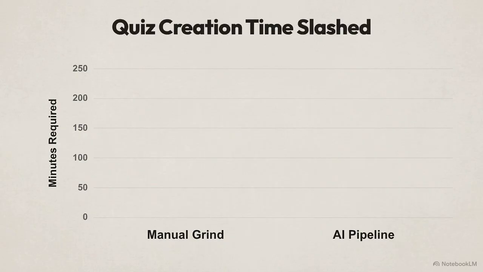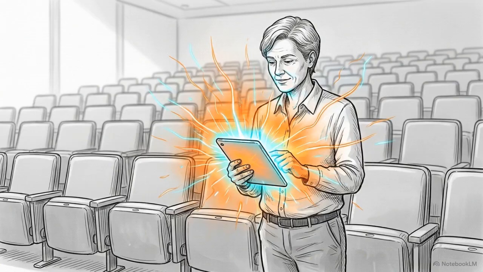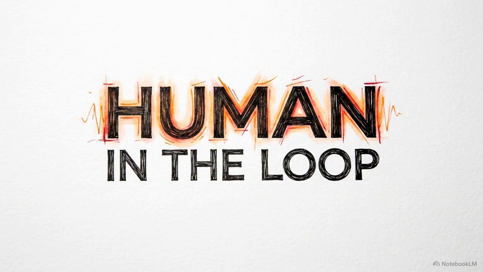What used to be a 3-hour grind has been completed in under an hour. This process establishes the golden rule of integrating AI into your teaching workflow. The AI drafts, you calibrate. The machine handles the bulk generation, but you retain absolute authority over verification.